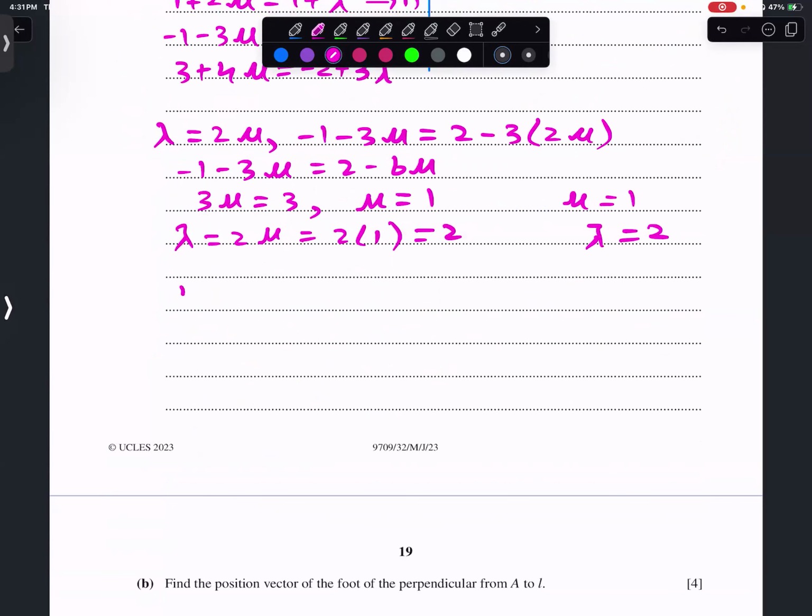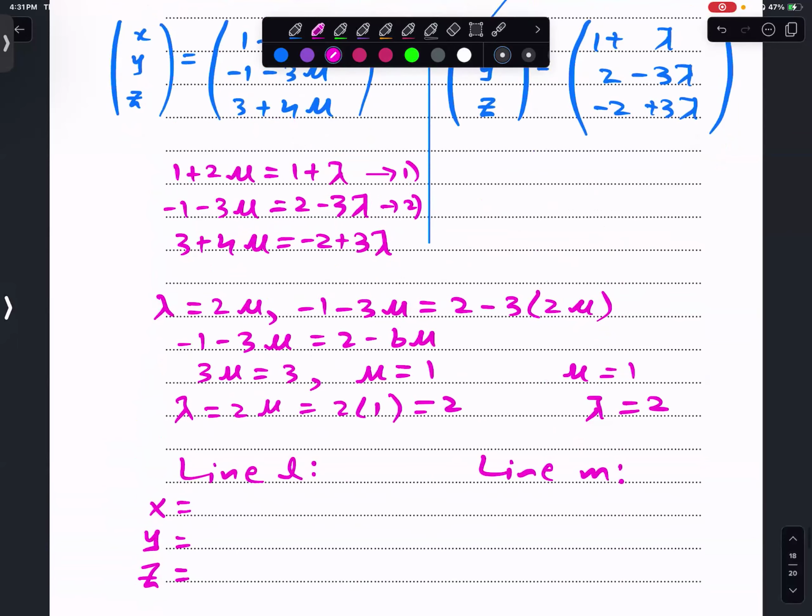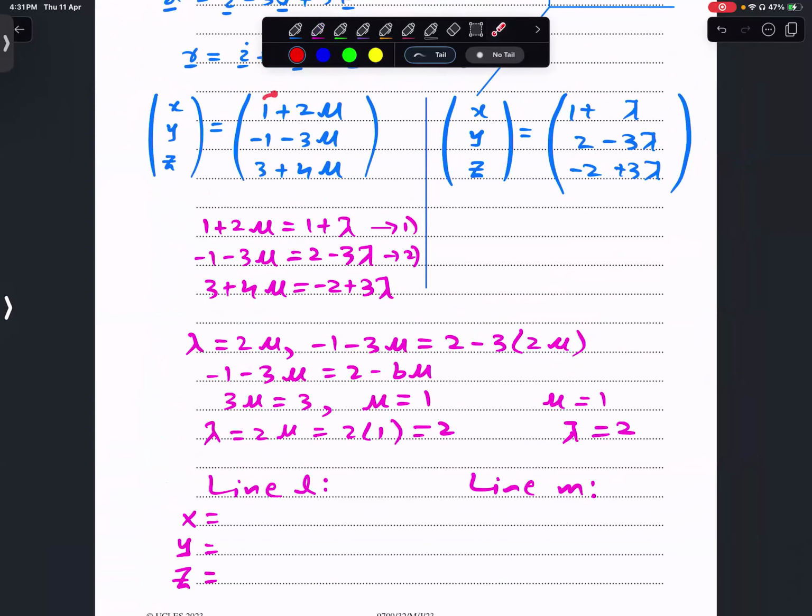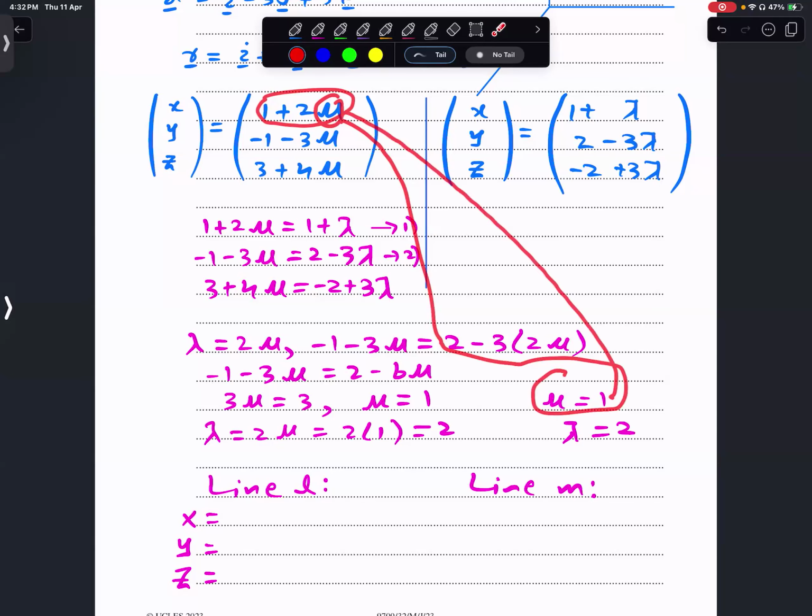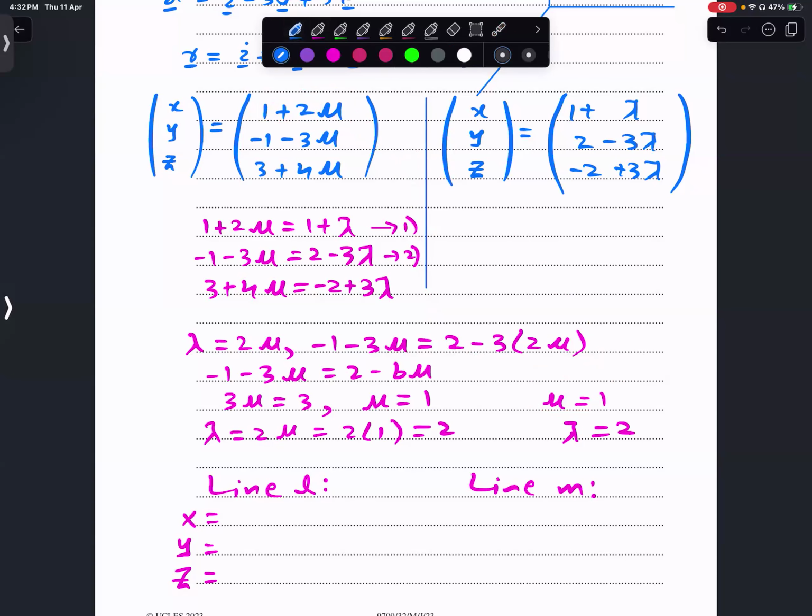Now again, line L, line M, X, Y, Z. Now what is X of line L? So mu is 1. If you put 1 here, you will get X is equal to what?